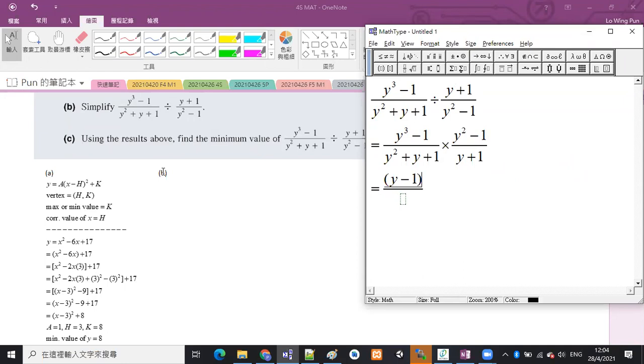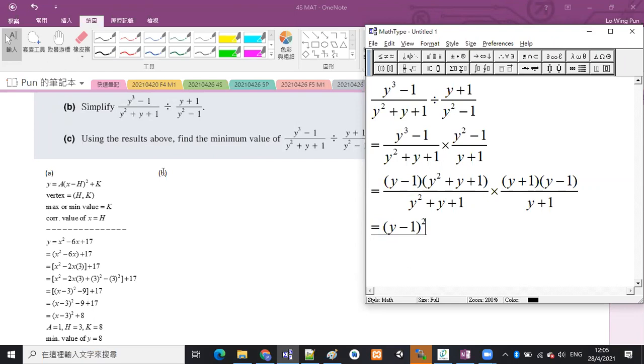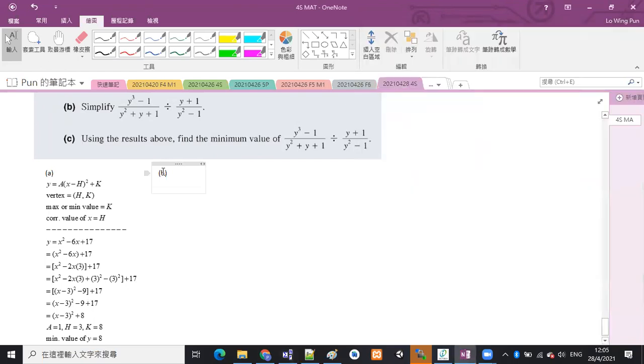So it becomes y minus 1, y squared plus y plus 1, and then y squared plus y plus 1 times y plus 1, y minus 1 over y plus 1. Okay? So what is remaining here is y minus 1 bracket square. Can you get this? All the other factors are cancelled.